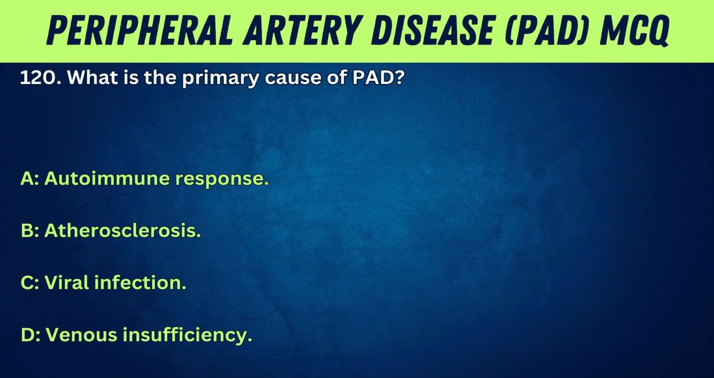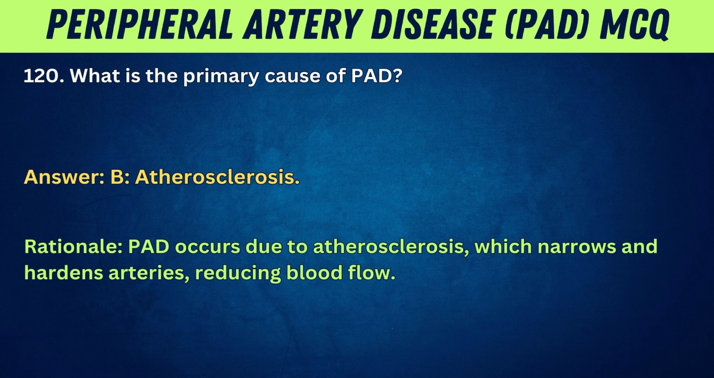120. What is the primary cause of PAD? A. Autoimmune response. B. Atherosclerosis. C. Viral infection. D. Venous insufficiency. Answer: B. Atherosclerosis. Rationale: PAD occurs due to atherosclerosis, which narrows and hardens arteries, reducing blood flow.